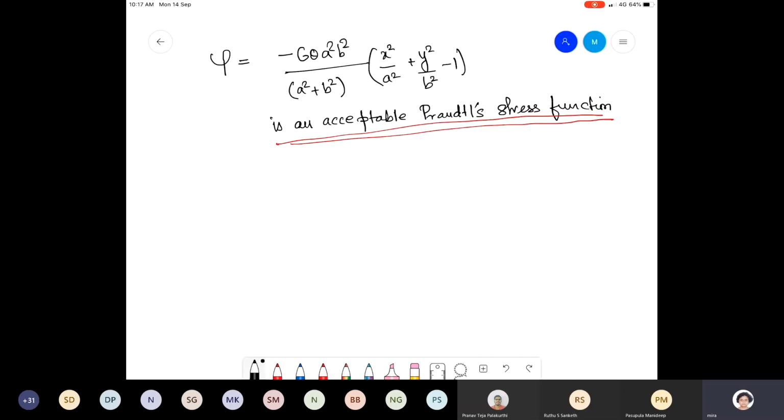So your job is to somehow get hold of a stress function, and you can say it is the Prandtl stress function only when it satisfies these two criteria. If by any means you can find a stress function satisfying the two criteria, then it's your Prandtl stress function. Then you can go ahead and it will give you all the correct answers about the stresses, the warping function and all. Okay, so the next job is to find the torsional rigidity.